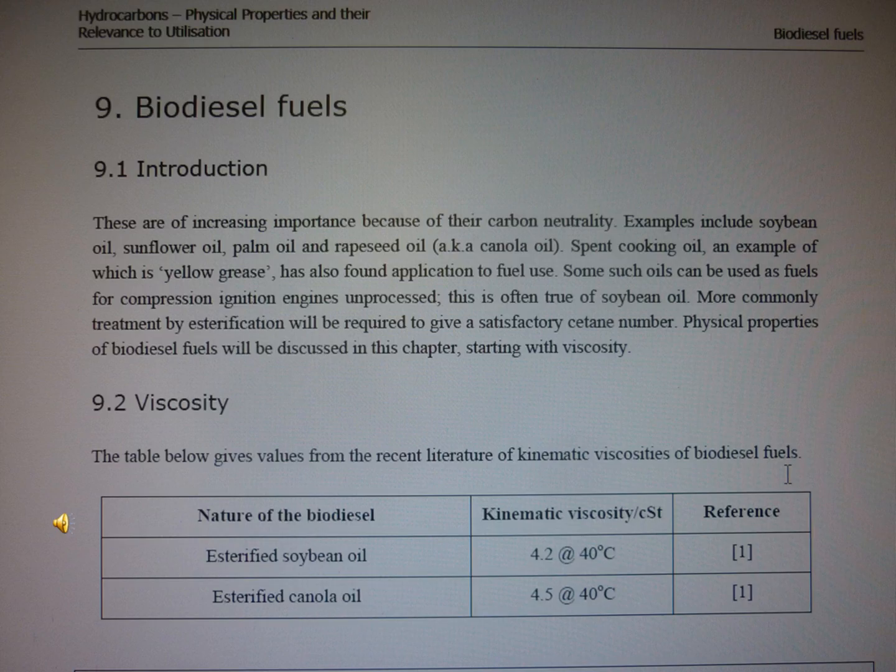Then we talk about biodiesel fuel. They are increasing in importance because of carbon neutrality, and include soybean oil, sunflower oil, palm oil, and rapeseed oil. Some kinds can be used as fuel for compression ignition engines, often soybean oil. Treatment and certification are required to get the certificate CD number. For the physical properties of biodiesel fuel, you can see the viscosity in this table.